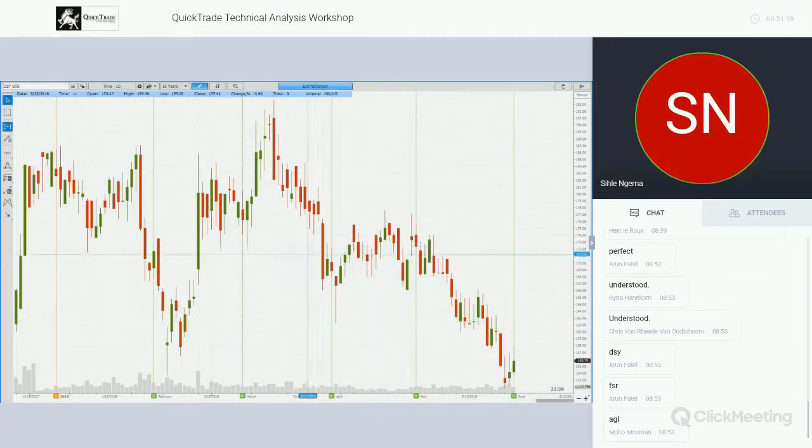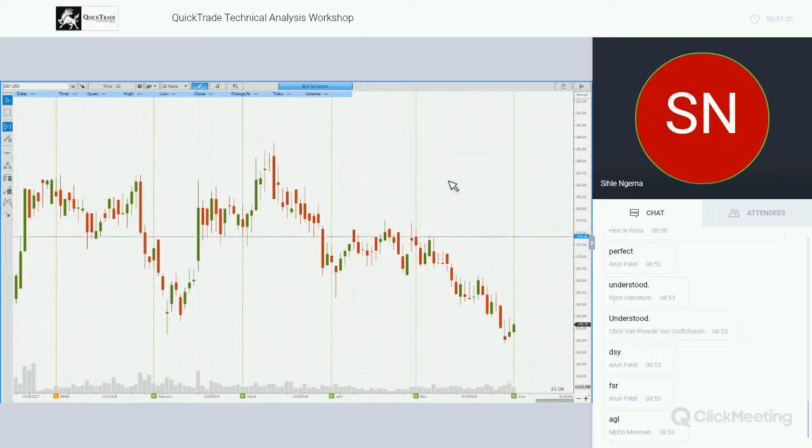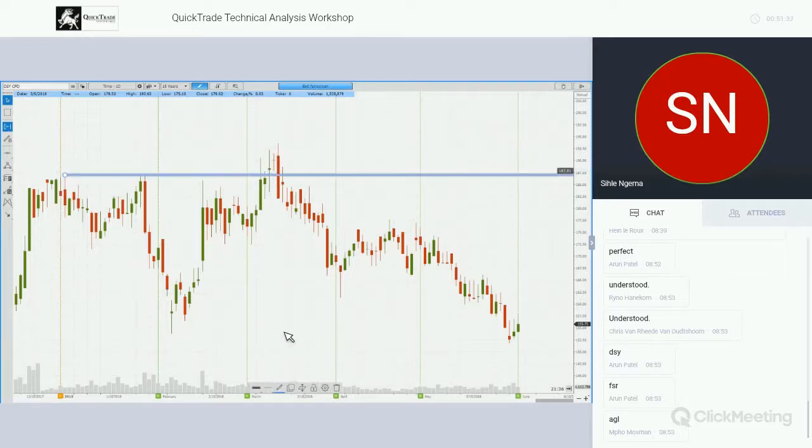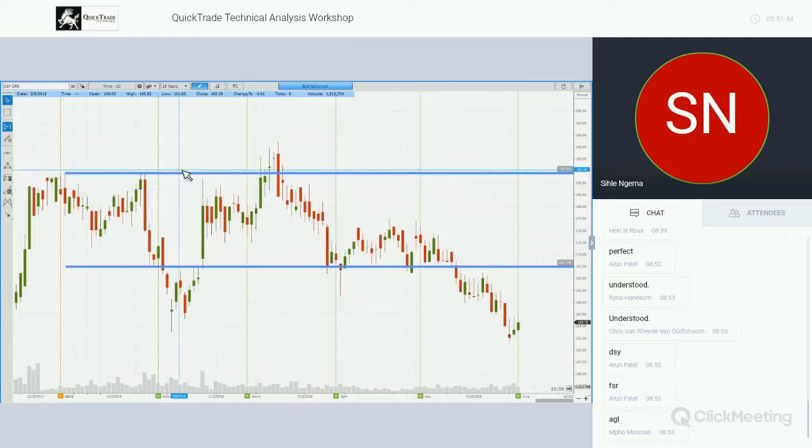With Discovery, I'm going to do the same thing that I did with the other share. Now I'm going to start first with the high that was established in January. There I have it. I have the high in January, and then I have the low here in January, right? I have the high, which is the top blue line for January, and then I have the low for January, which is the bottom blue line.